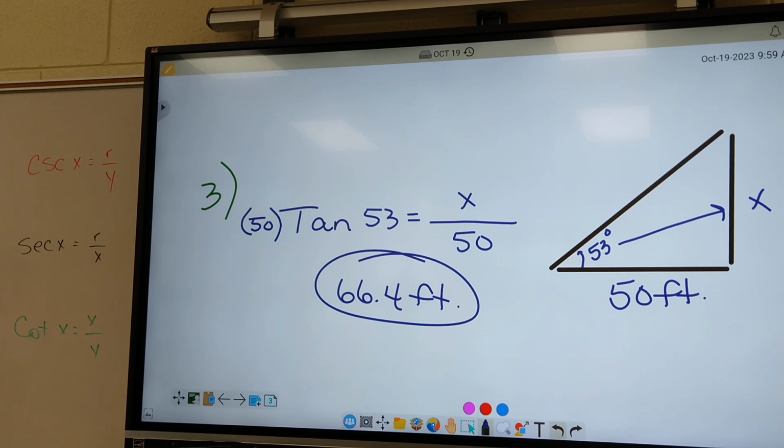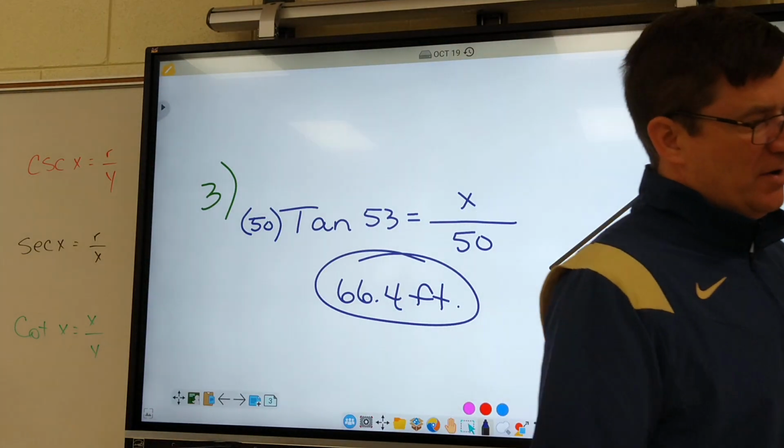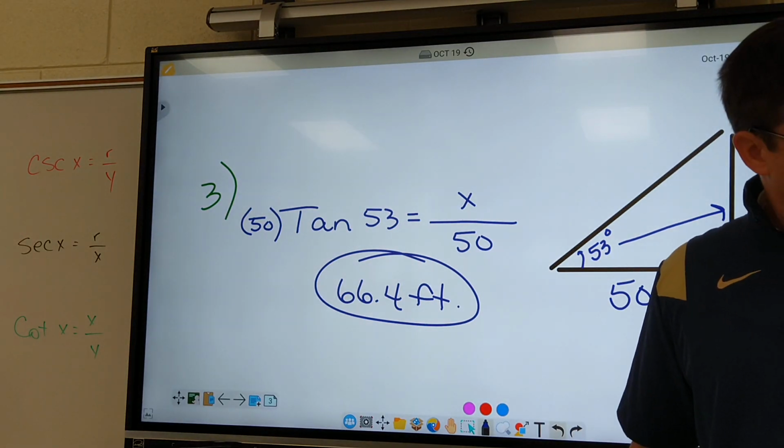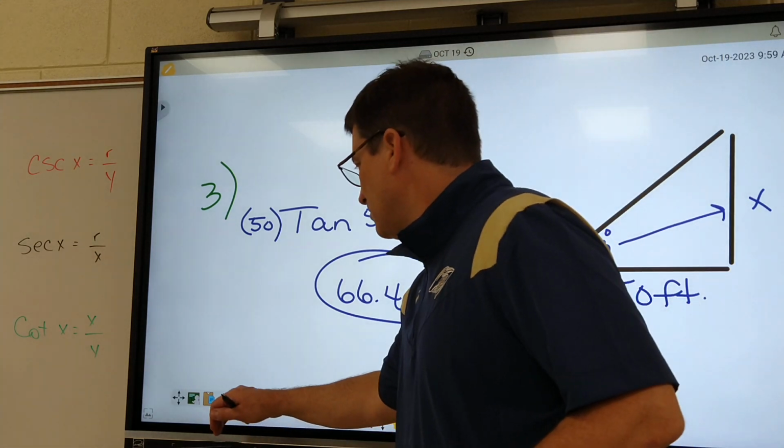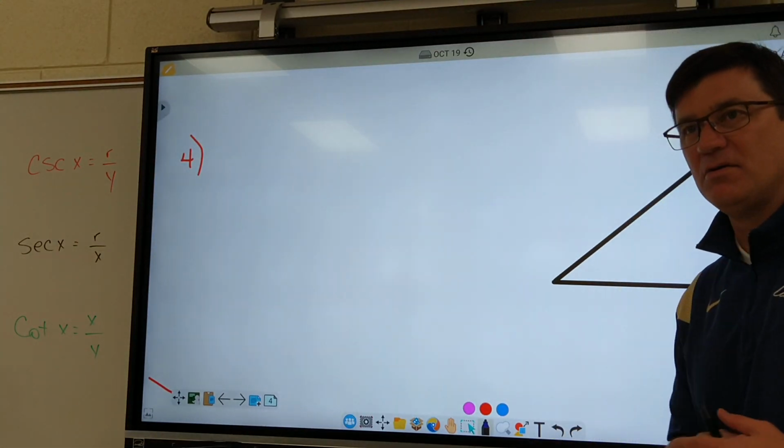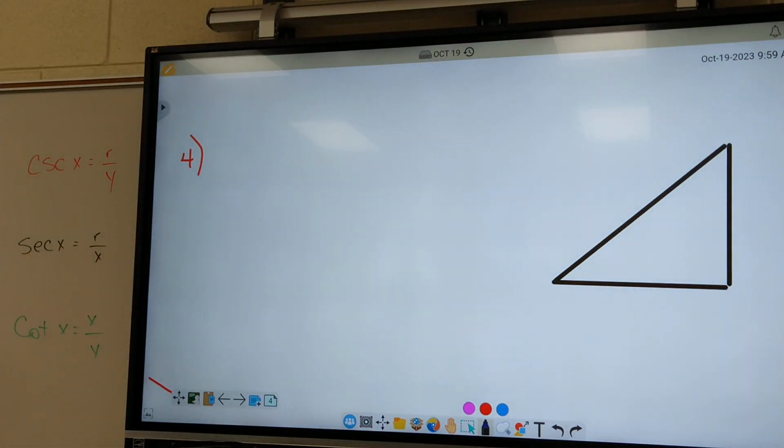All right, question on 3. All right, 4 is a little tricky. It's got something new on it. Everybody ready for 4? Draw your triangle. I got my triangle right here. All right, let's read the problem.